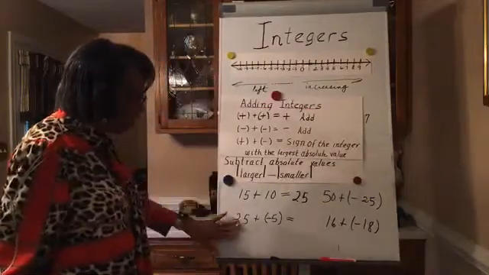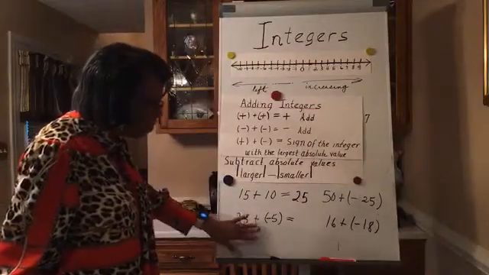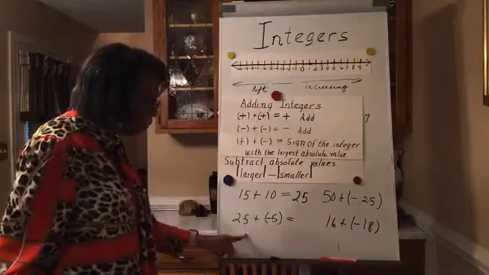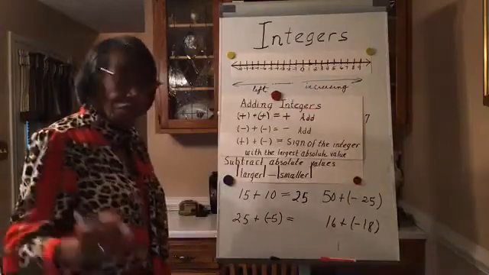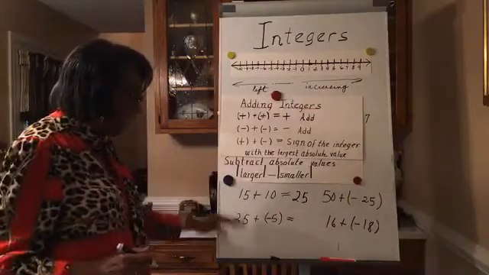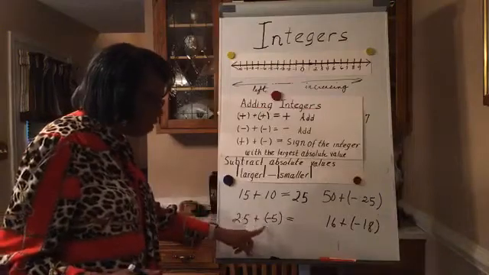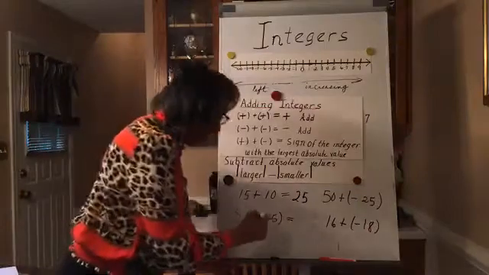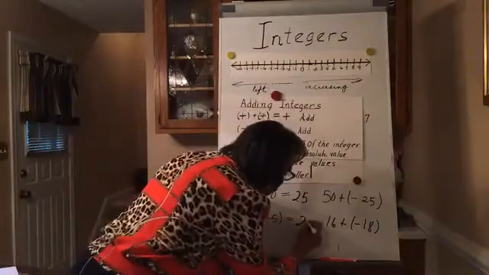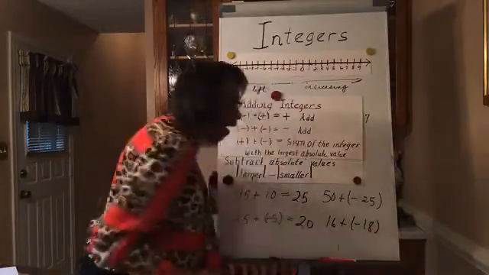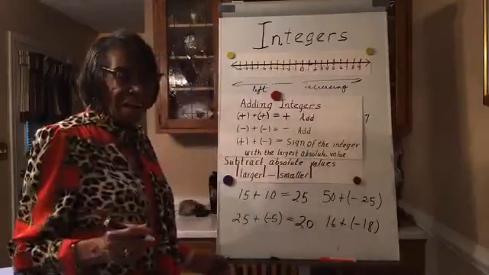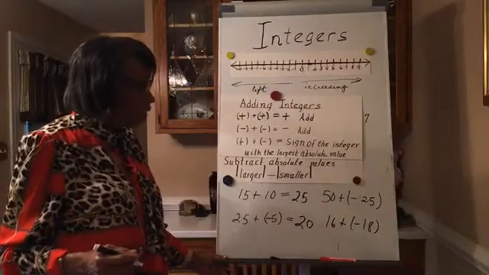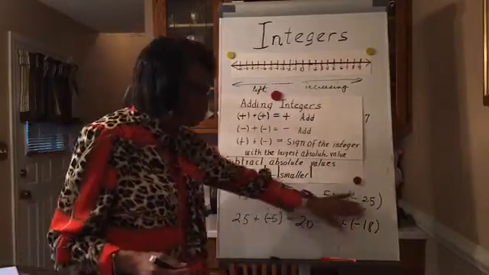All right, here we have a positive 25 plus a negative 5. So the absolute value of 25 is the largest, so the answer is going to be positive. And the absolute value of negative 5 is 5. So 25 minus 5 is 20. And I usually tell my students to check the sign out first because you tend to forget to put the sign there.